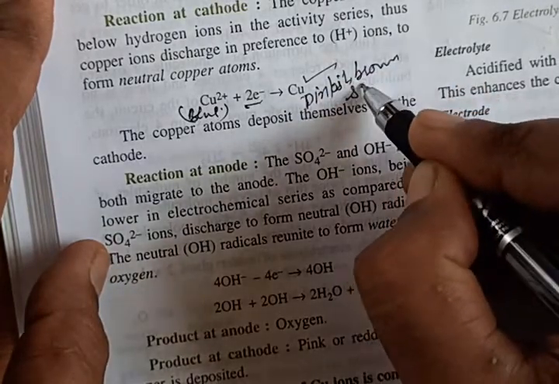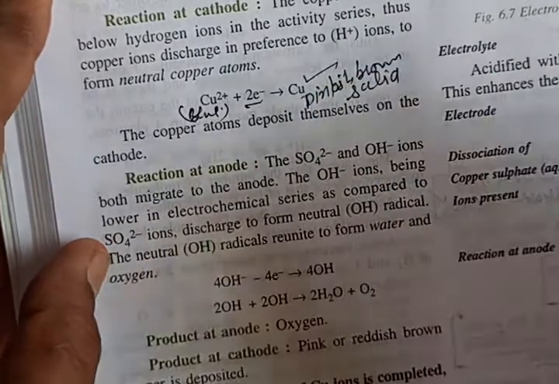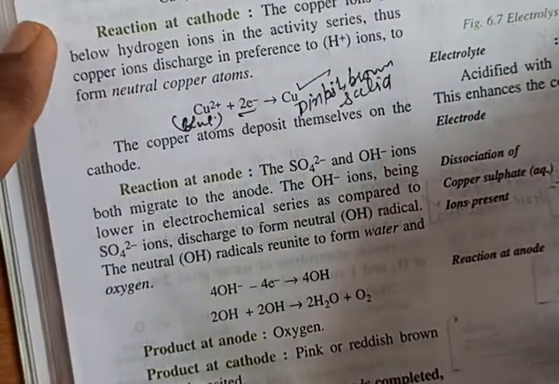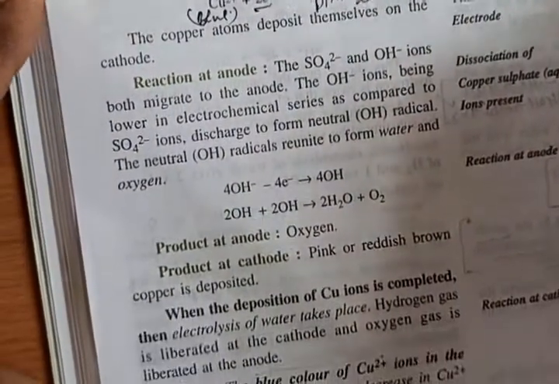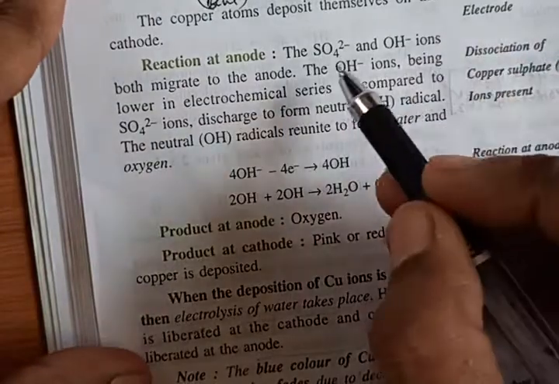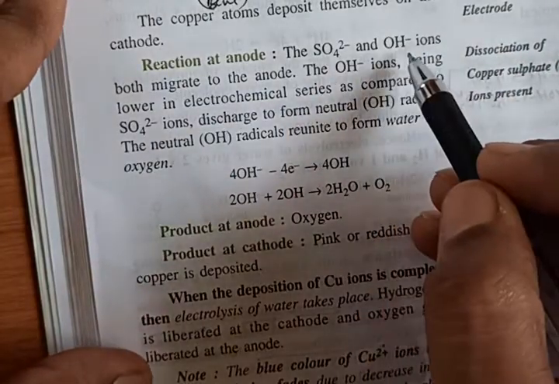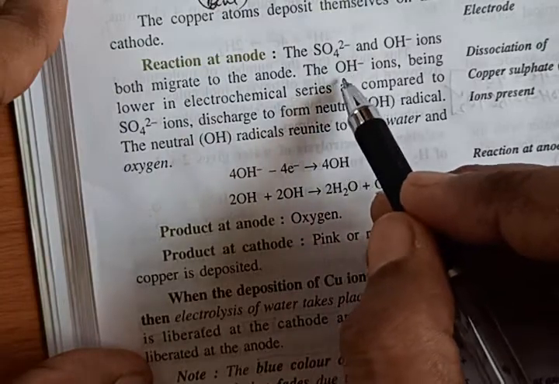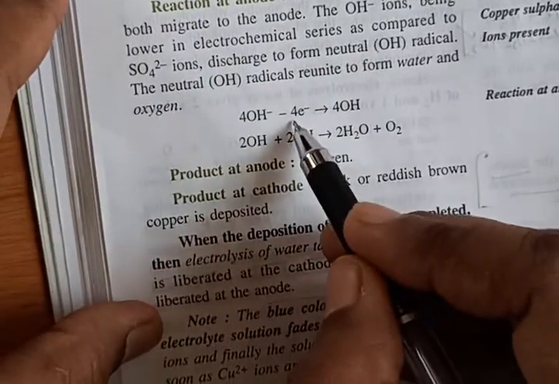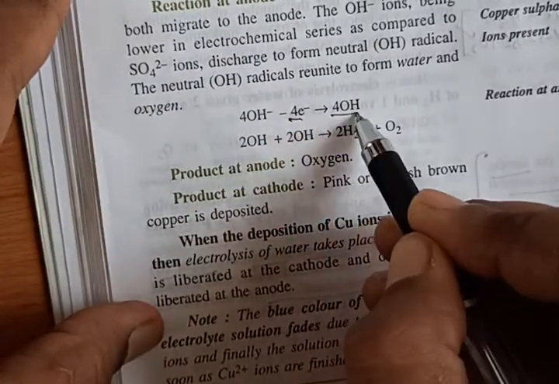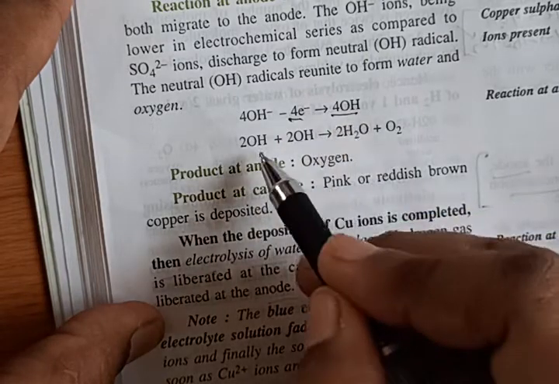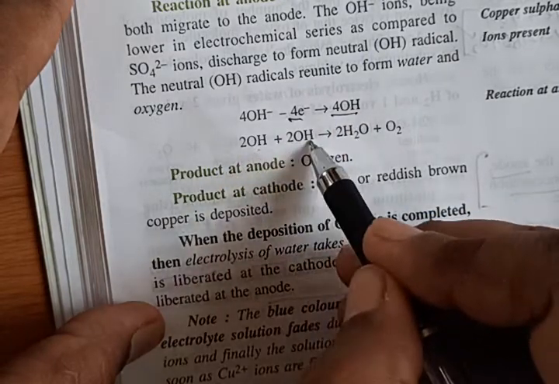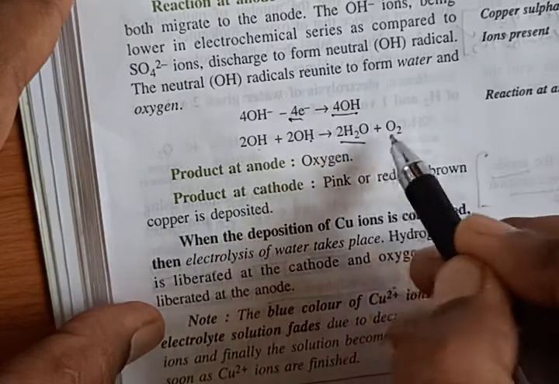Solid is formed on the surface of the cathode; it is deposited there. Now the reaction at the anode. Sulphate and OH ions are negative ions, so they will migrate towards the anode. But which is lower? OH is lower. So 4 OH lose 4 electrons to form 4 OH radicals, and the 4 OH radicals form 2 water and oxygen.